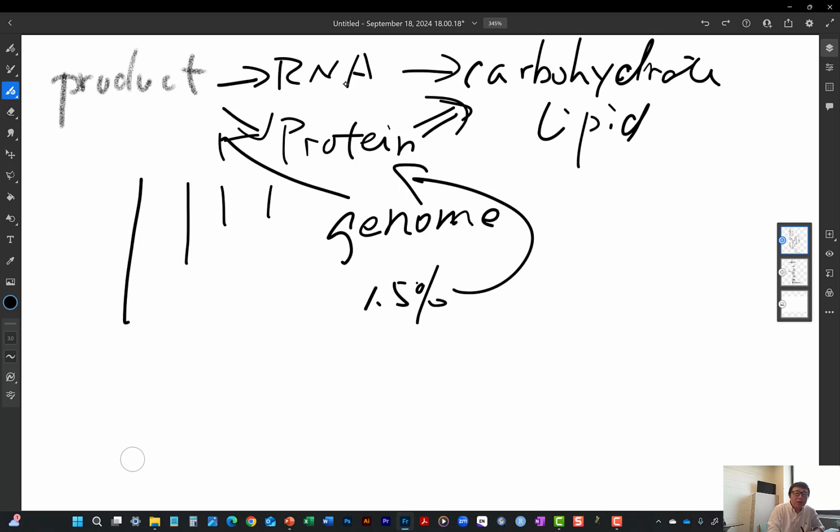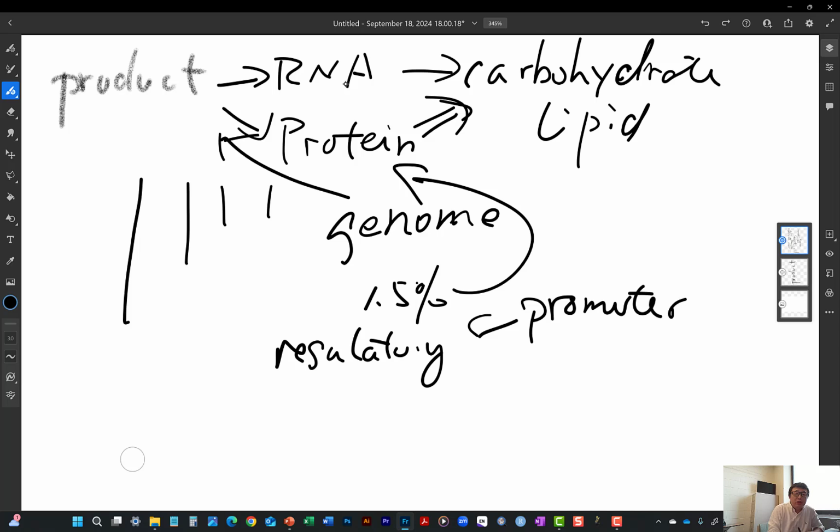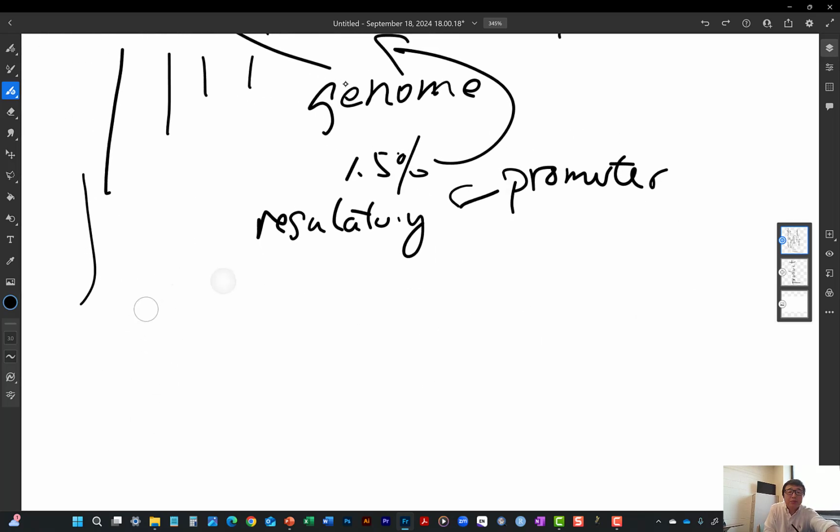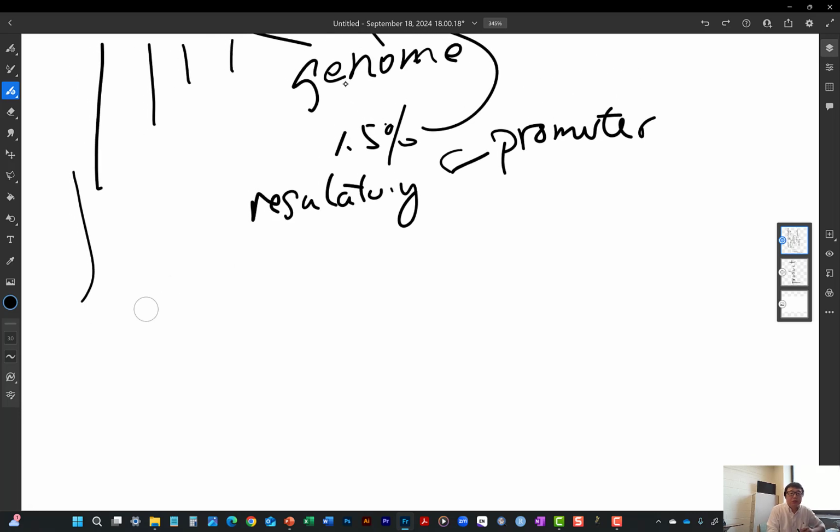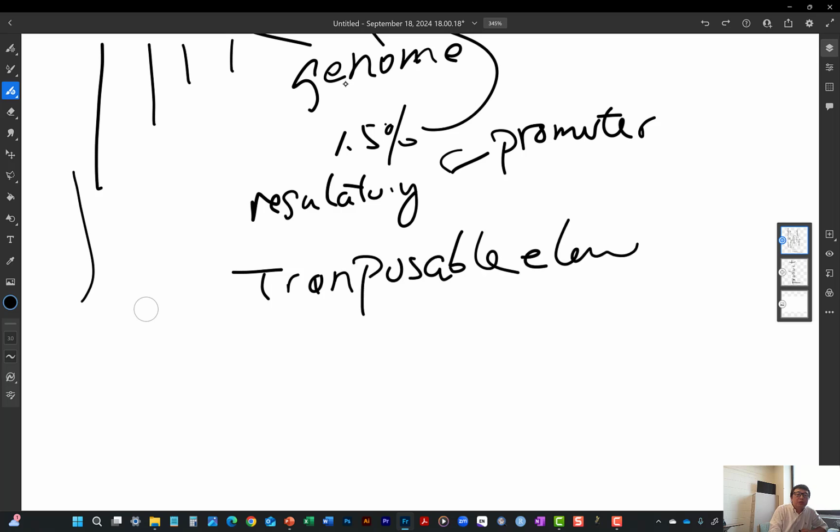And for most of the rest, for example, the regulatory system, like the promoter, is not a gene. And in the genome, the most abundant part is the transposable elements. These are not a gene. So this is a complete definition of a gene.